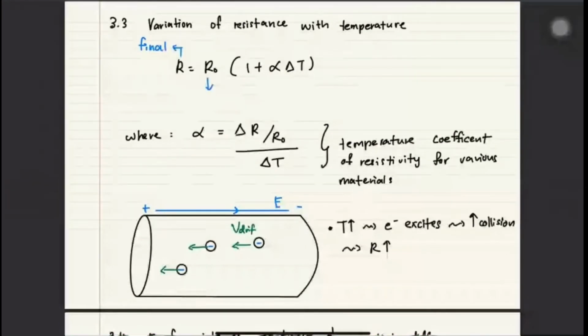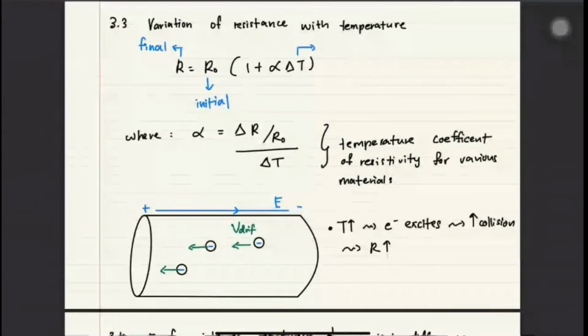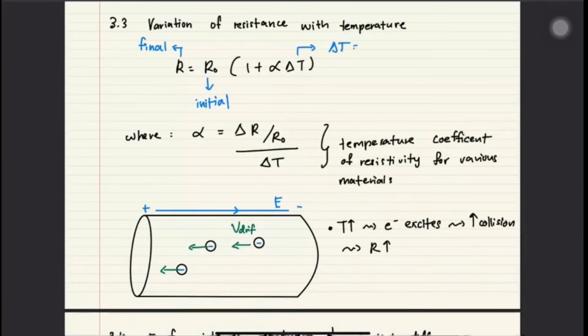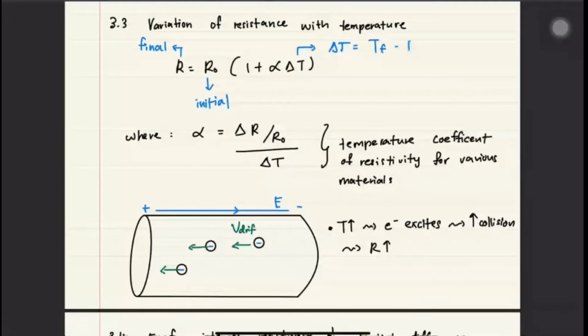R naught is initial. Okay. The alpha is the coefficient. Delta T is basically the change in temperature. So delta T here would be equals to T final minus T initial. Okay, biasanya kita pakai T tolak T naught. T naught is the initial lah kalau untuk chapter ni.